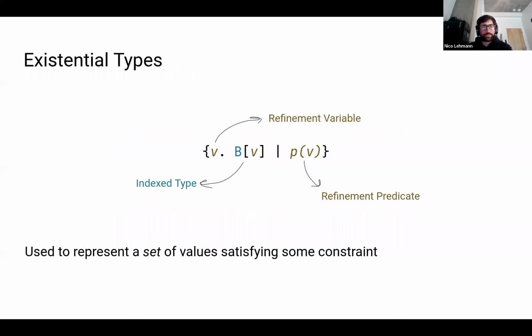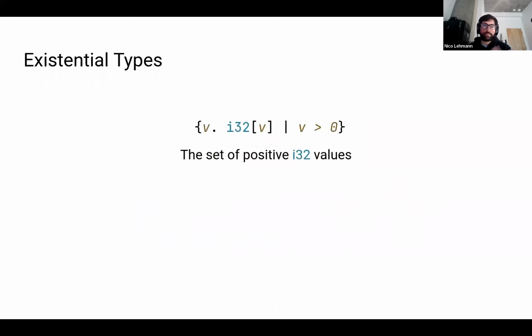So the next feature is what we call existential types. Existential types can be used to represent a set of values that satisfy some constraint. If you've seen some other refinement type system, this may look more like those. Liquid Haskell basically only has existential types, as I would like to say. Basically you are referring to some set of values that satisfies some predicate. I think the easiest is to show you an example. If you want to refer to the set of positive I32 values, you can use this existential type.